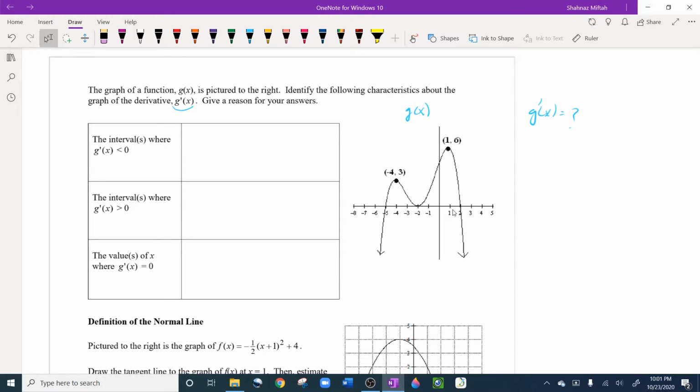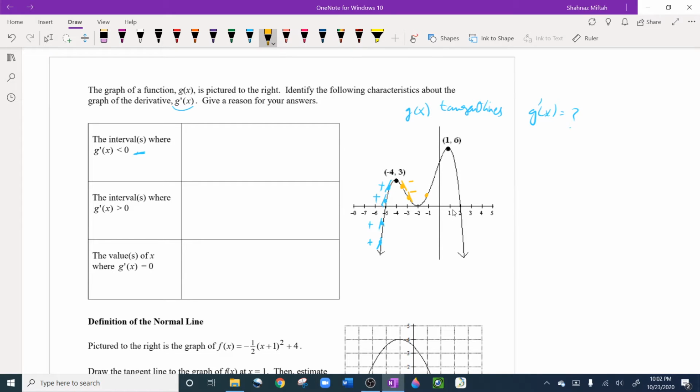So always make sure that since g of x is given and they are asking for the slope of this graph, of course I have to draw tangent lines. Every time, write it down on paper like this. The intervals where g prime of x is less than 0, which means where my slope is negative. I'm going to draw tangent lines and I don't know which ones are negative. 1, 2, 3, 4. These tangent lines are all positive, positive, positive, positive. And then I'm going to draw tangent lines over here, and they are all negative.